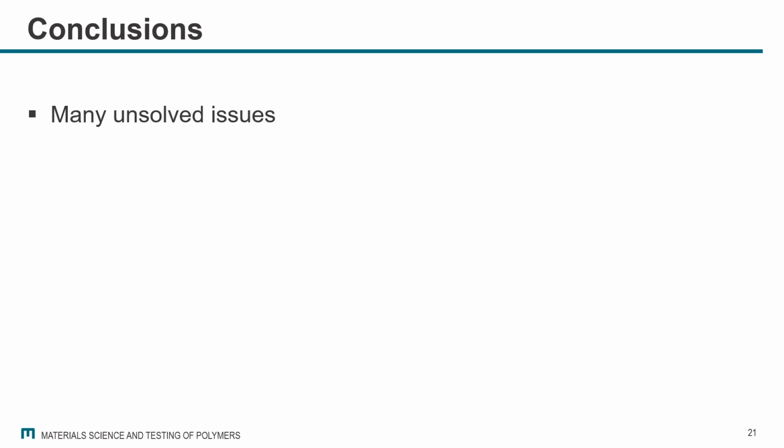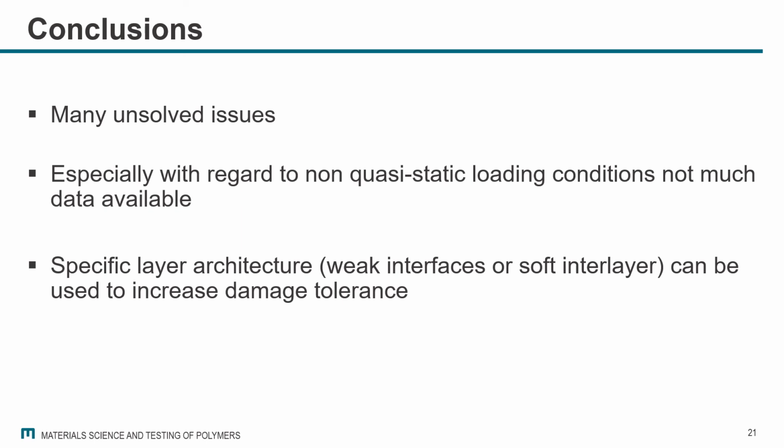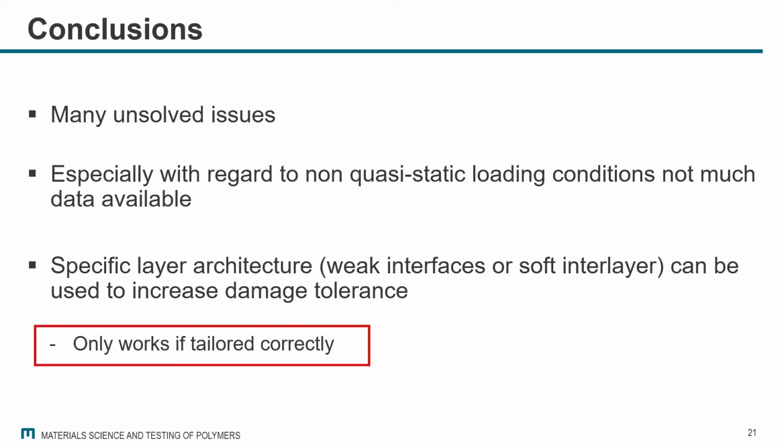So to conclude, we have many unsolved issues regarding the mechanical properties of materials or specimens produced by FFF, especially with regard to non-quasi-static loading conditions. We don't actually know that much about our materials yet. Specific layer architecture with either weak interfaces or soft interlayers can be used to increase the damage tolerance, which is quite nice, but we have to put in a bit more work there to actually understand when and how we can use it. And as I said before, this only works if the interfaces are tailored correctly.